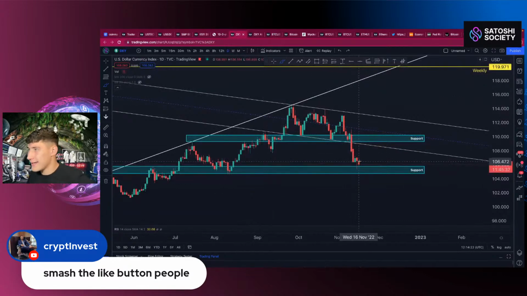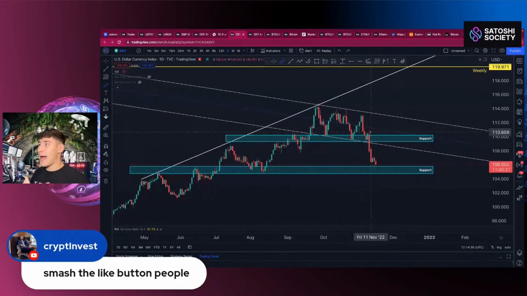Now, I also want to show you the DXY. So the DXY has come to my target. As you can see here, I gave you a target. If we were to break this major support here, the next target for the DXY is around 105. And as you can see here, we hit that perfectly at this major support level, having a slight bounce off of this level.